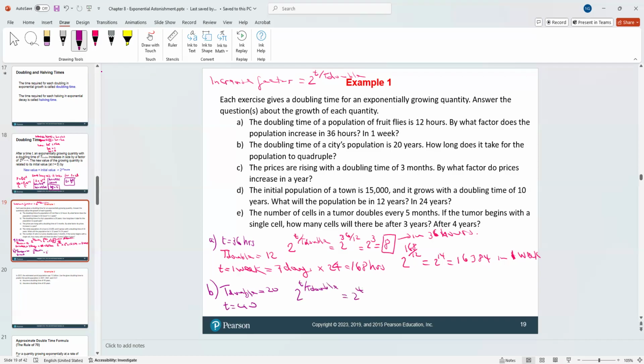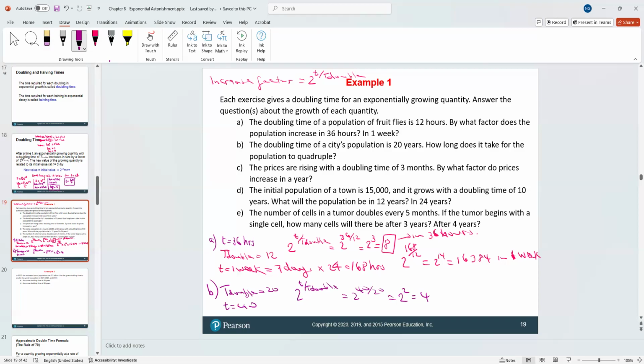So if we do the factor 2, small t over the doubling time would be 2 power 40 over 20. 2 power 2 is 4. So how long would it take? It would take 4 years to quadruple, all right?